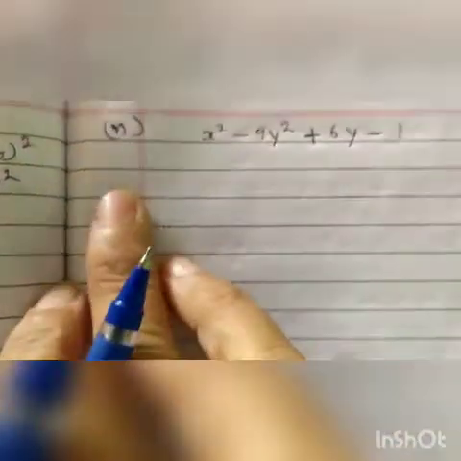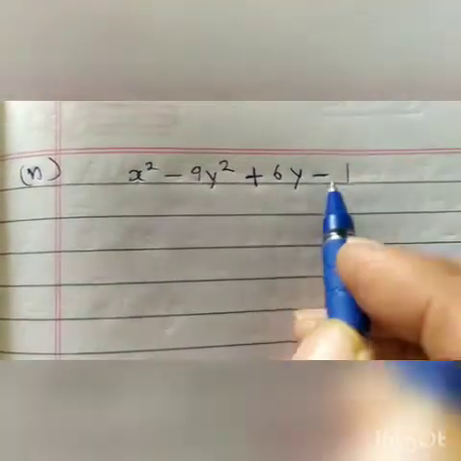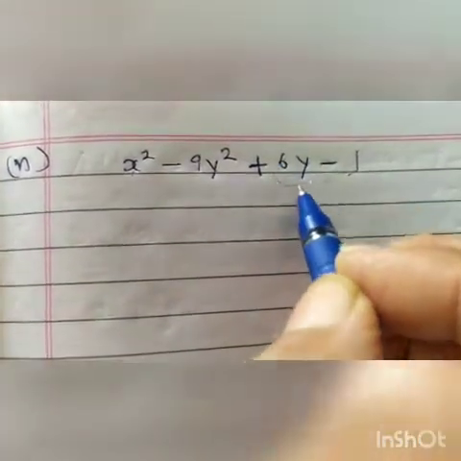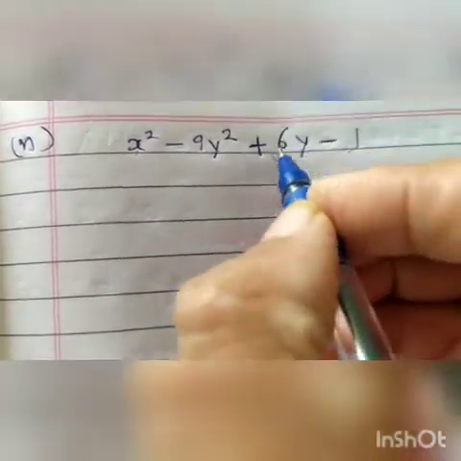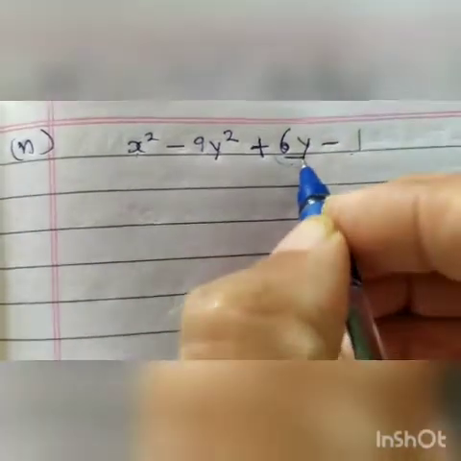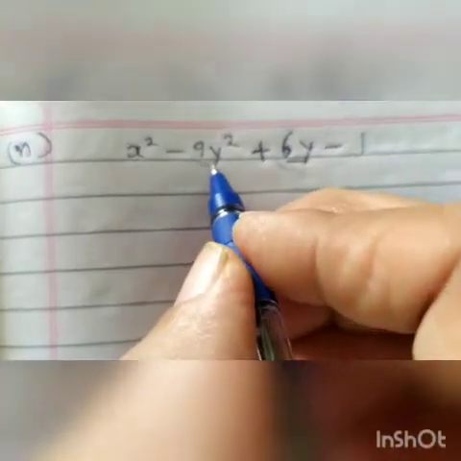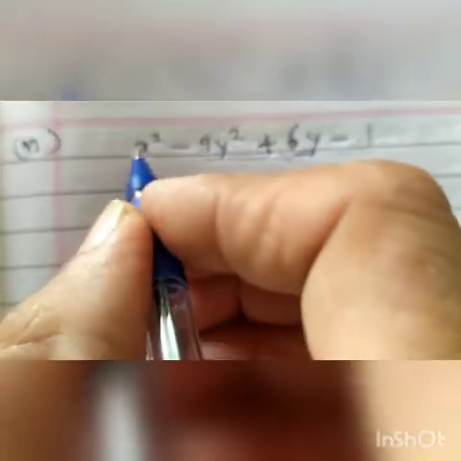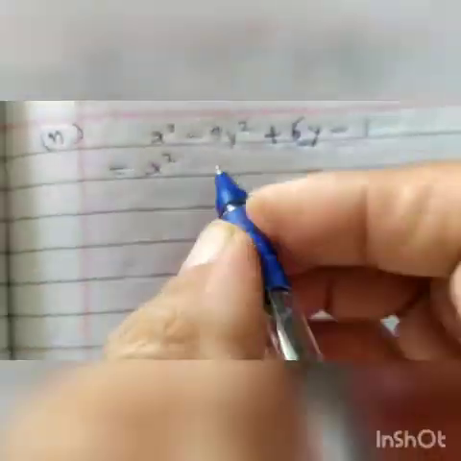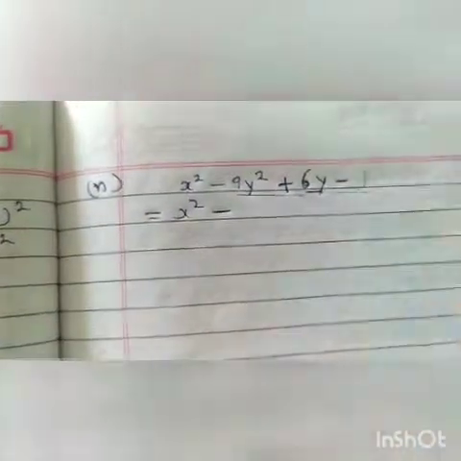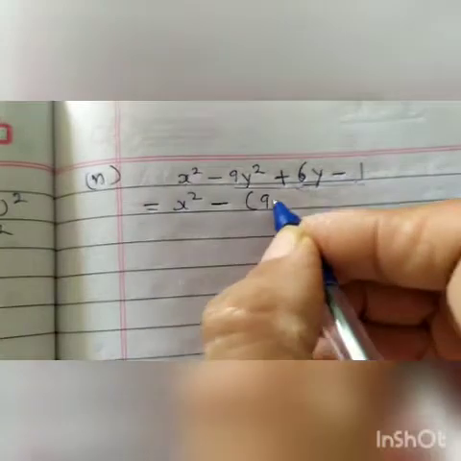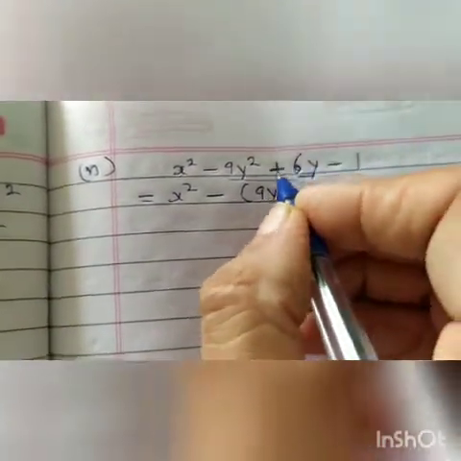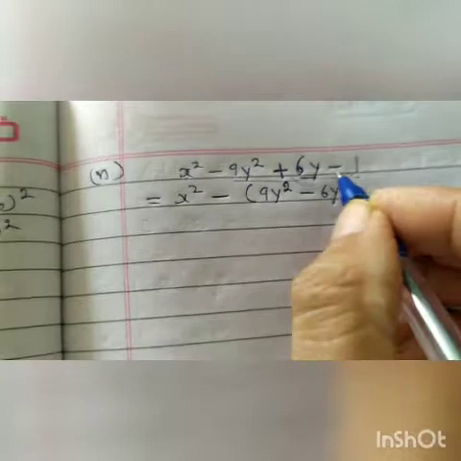So there are three square terms, then one term that is not square. Here it is only 6y. It means we will separate these three terms. How? First we will write x square, then this minus here. Now put bracket. This minus will change to plus 9y square. This plus will change to minus 6y. And this minus will change to plus 1 like this.